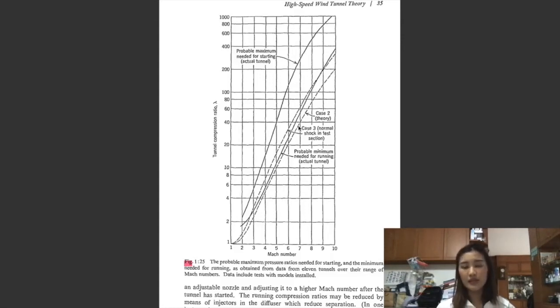So it is based on several assumptions in ideal conditions, but this book, as I've mentioned and emphasized, is focusing more on testing and practical insights. So here they provide several cases when testing in reality. This figure will be further developed to size the pressure ratio of our supersonic wind tunnel.